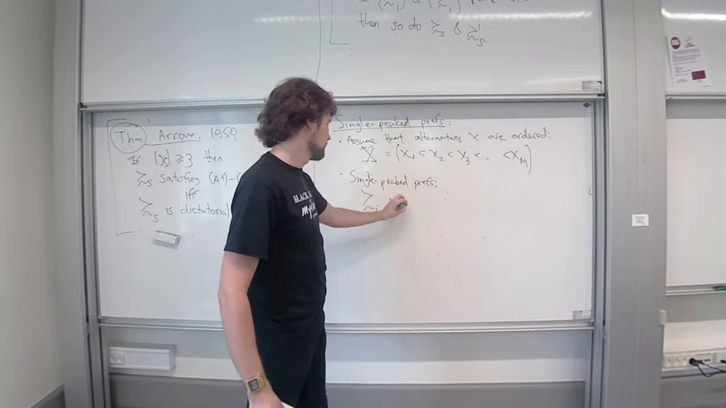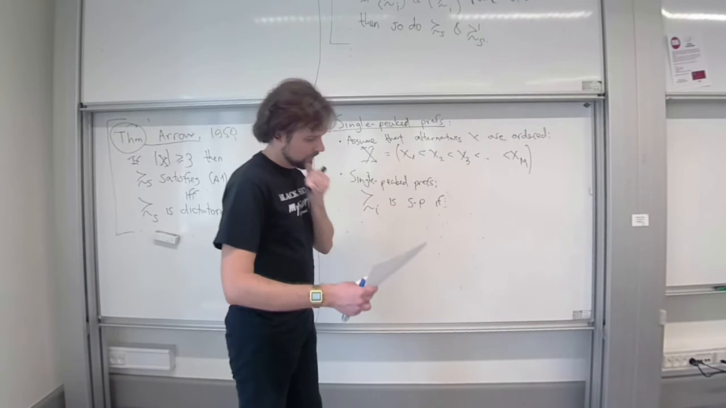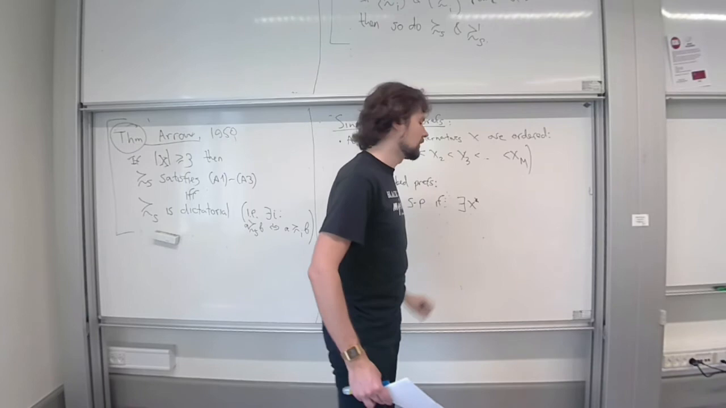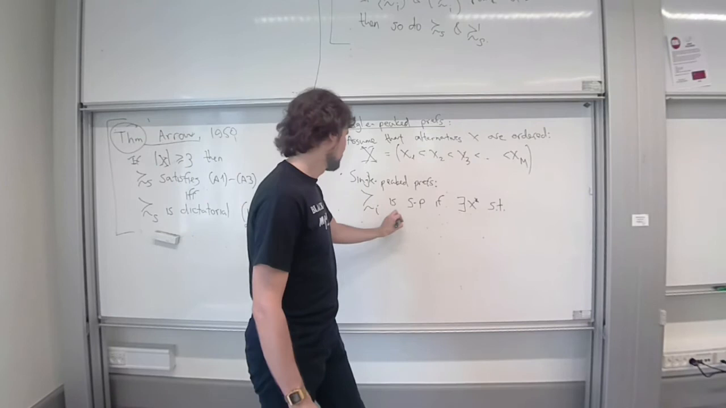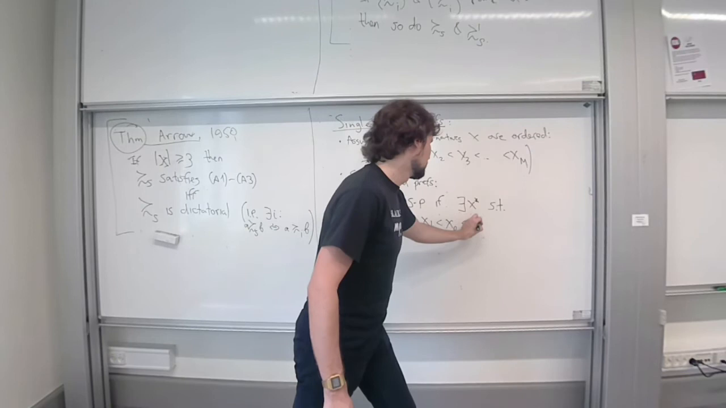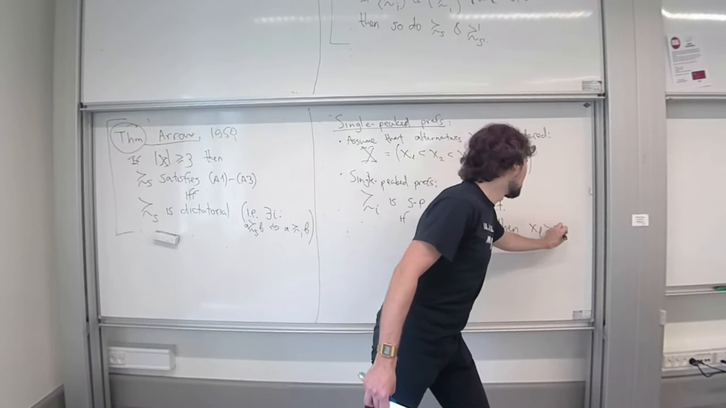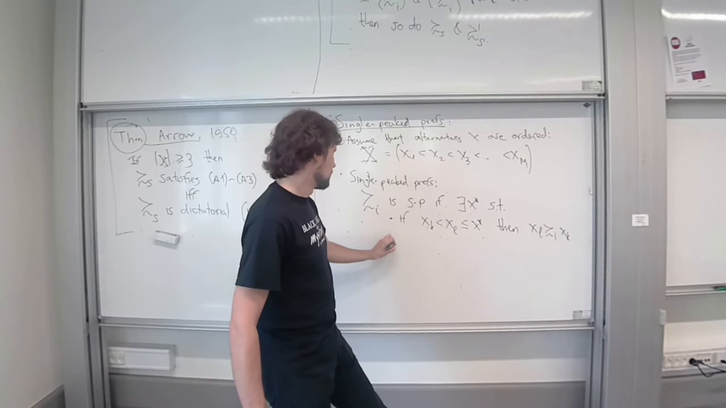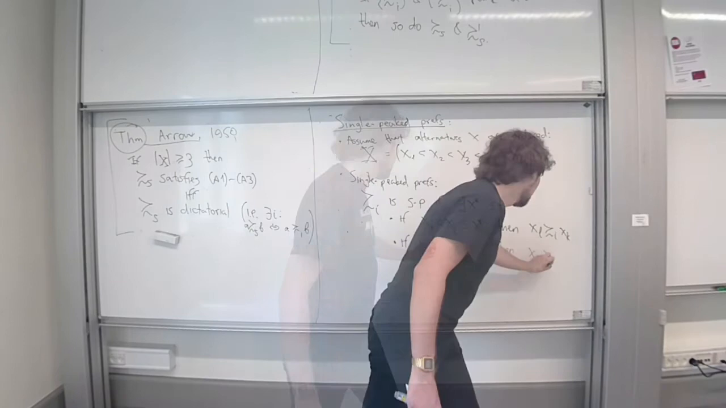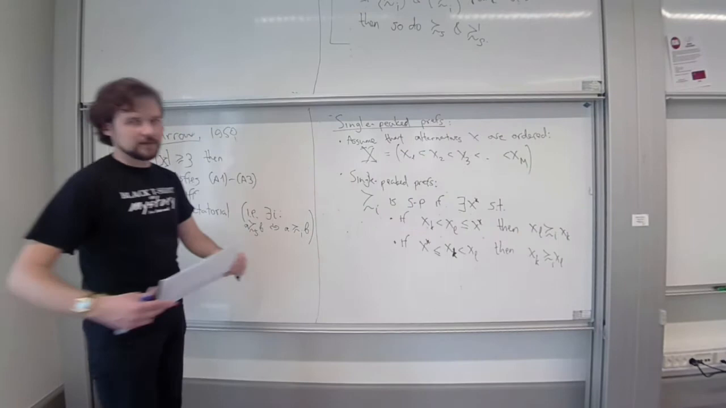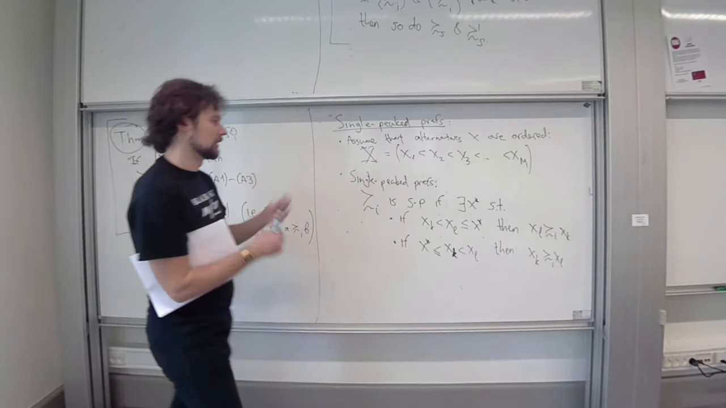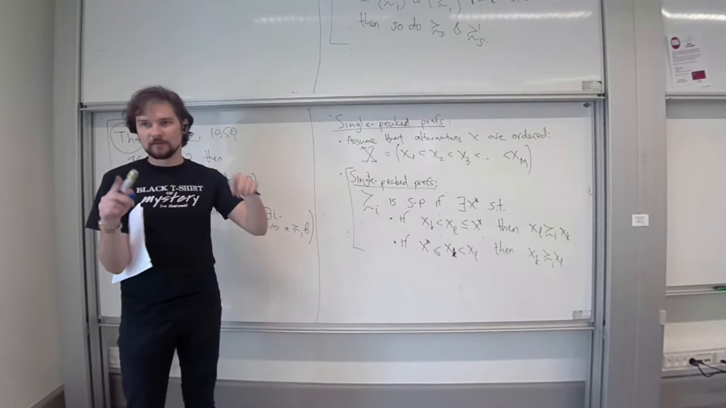So the preference relation of player i is single-peaked if there exists some x star, the peak, such that if we compare two alternatives smaller than x star, then the larger alternative is preferred. So x_l is preferred by player i to x_k, while if we compare two alternatives on the other side of the peak, then the ranking is reversed. The idea is that the player prefers the alternative closest to the peak if you compare two alternatives on one side. But it does not say anything about comparing alternatives on different sides of the peak.